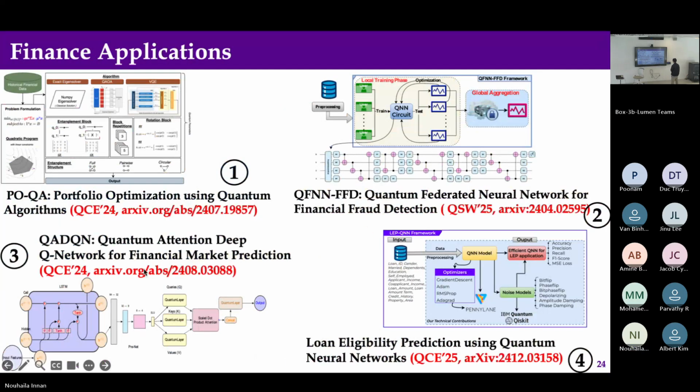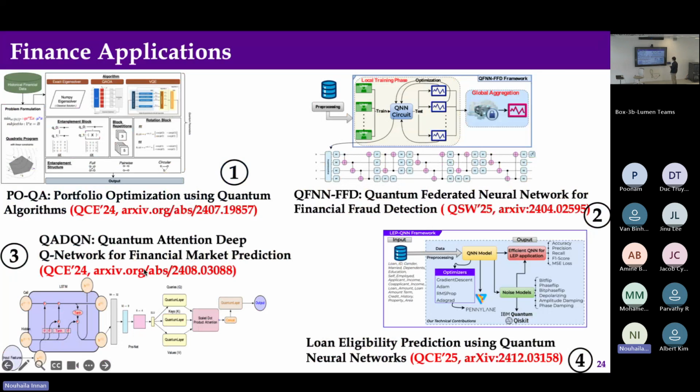Yes, here. Right. So right here I have two questions. For the last article on loan eligibility, from the article they did not run on the real hardware, right? They just used the noise models. Yes, exactly. We didn't run on the hardware itself.